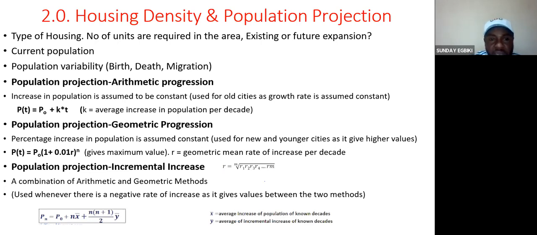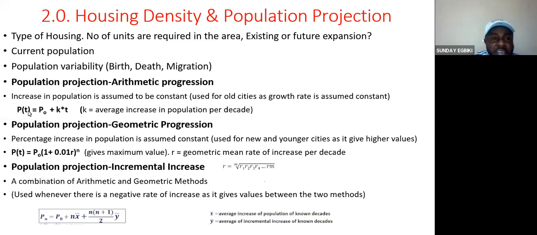There are 3 methods popularly used in forecasting population as against your design period. The first one is the arithmetical progression. This method is used for old cities. If you are called to come and design a water distribution for an existing community, this formula is used. This formula assumes that the rate of growth has been constant over the period.